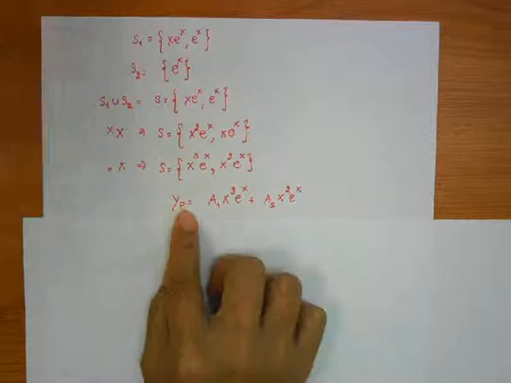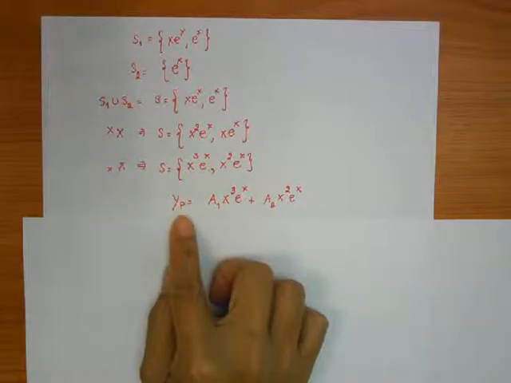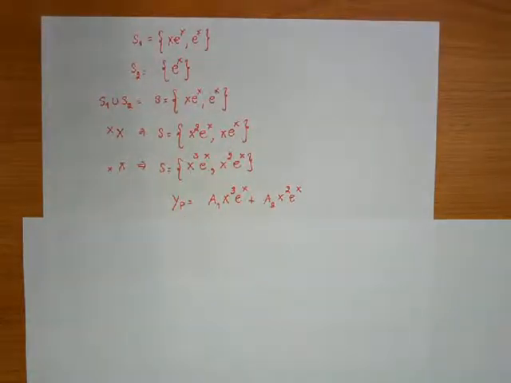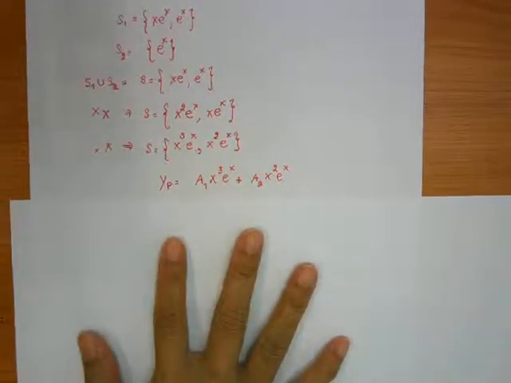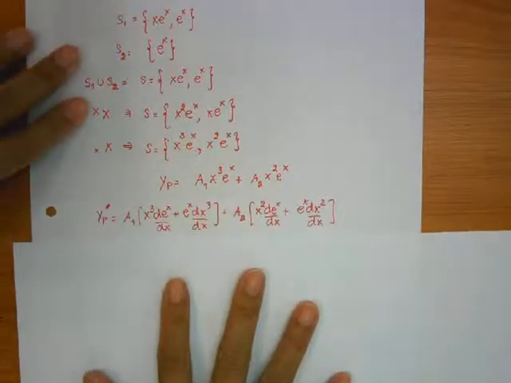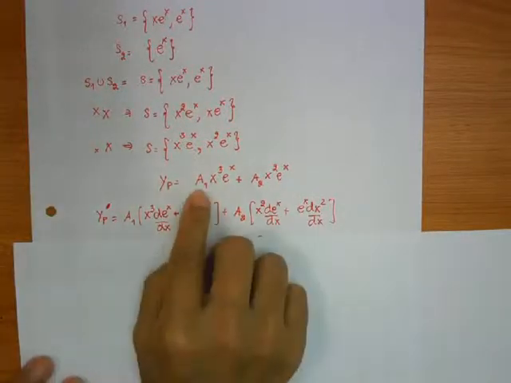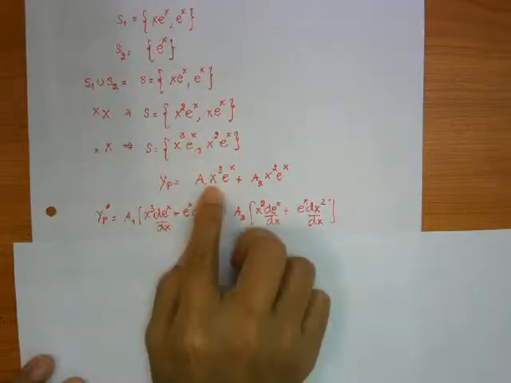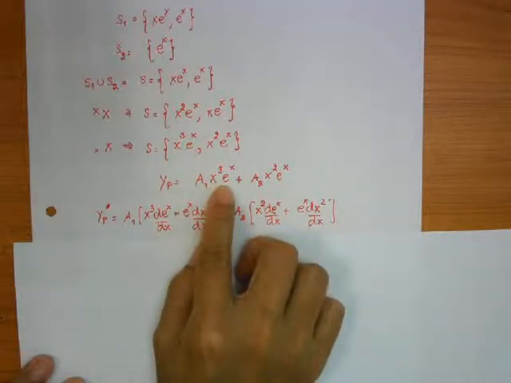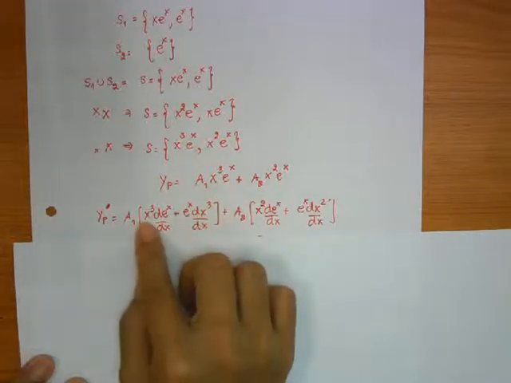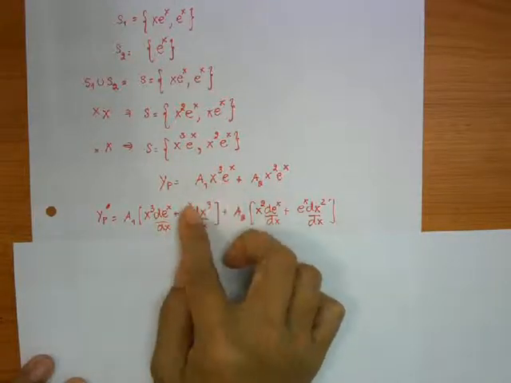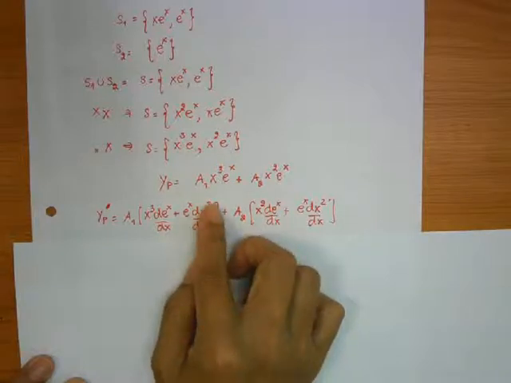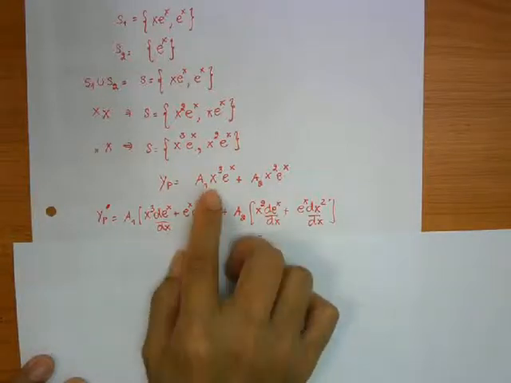So, in order to plug the value of yp, you've got to do first and second derivative of yp, right? The first derivative of yp, what do you get? You get something like this, right? A1 is a constant, take it out. And then this one is the product of two functions. So you got to do the derivative of product of two functions. You would get x to the power 3 d exponential of x by dx plus exponential of x derivative of x to the power 3 by dx. That is your first term.